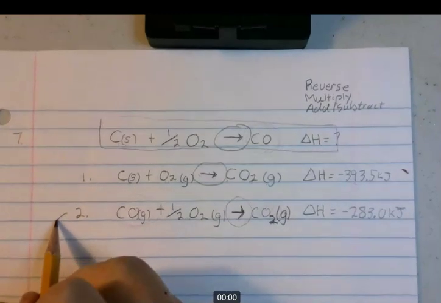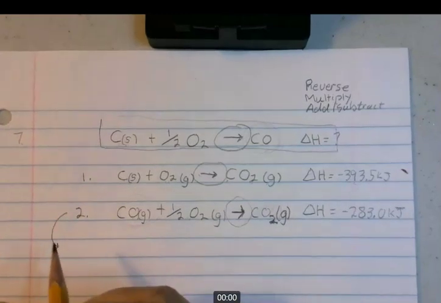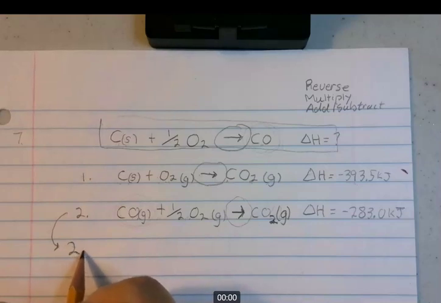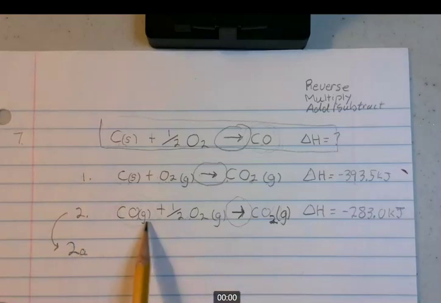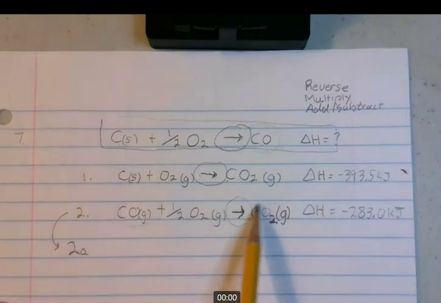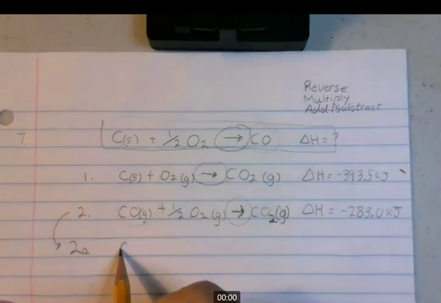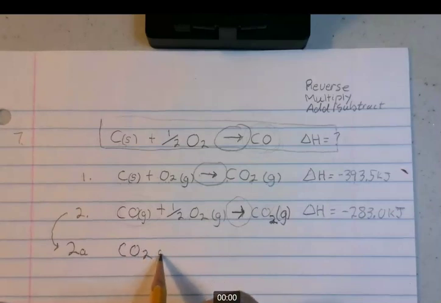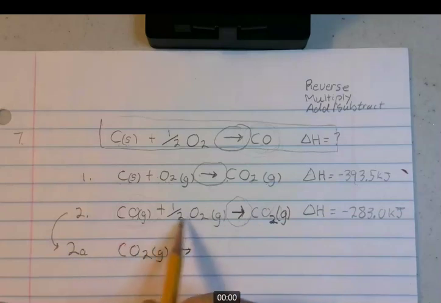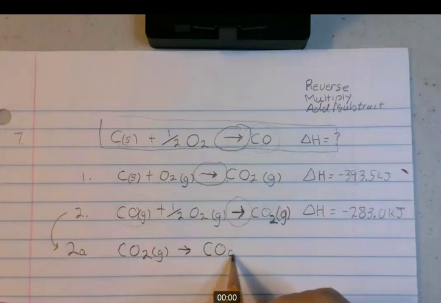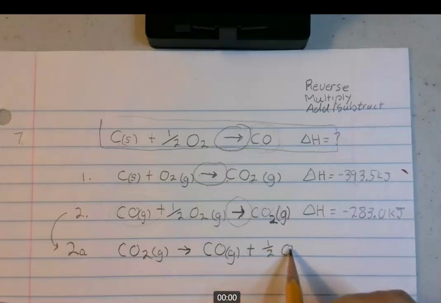So what I'm going to do is I'm going to draw an arrow. I both draw arrows and I relabel. So instead of equation 2, this is equation 2a. And all I'm going to do is reverse this side. So the CO2 on the right side comes over to the left side of the arrow. That's the gas. Then the arrow stays there. And then everything on the left side goes over to the right side. So we have CO gas plus 1/2 O2 gas. All right. So we did that.